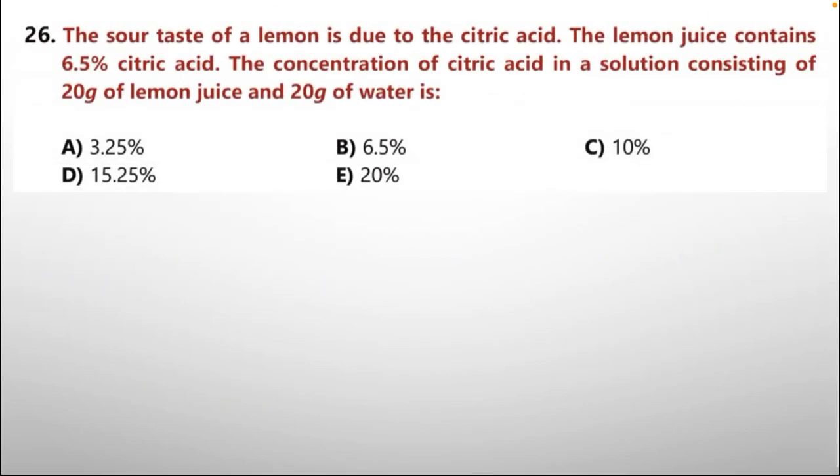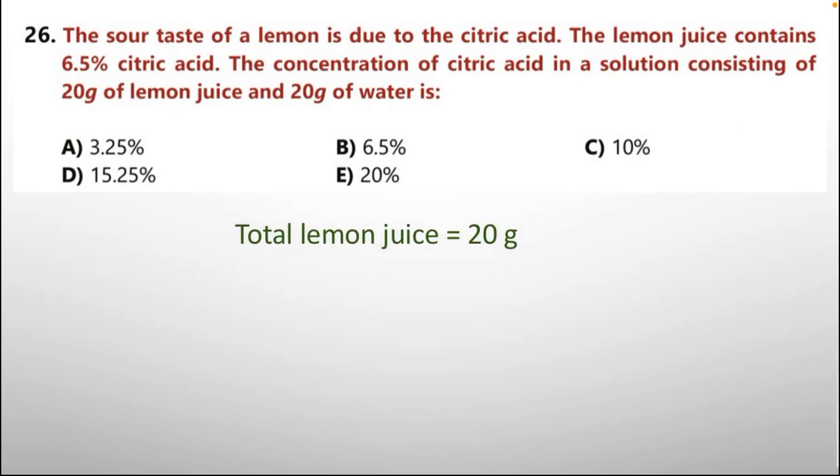Question number 26. The sour taste of a lemon is due to the citric acid. The lemon juice contains 6.5% citric acid. What is the concentration of citric acid in a solution consisting of 20 grams of lemon juice and 20 grams of water? Options: A 3.25%, B 6.5%, C 10%, D 15.25%, E 20%.